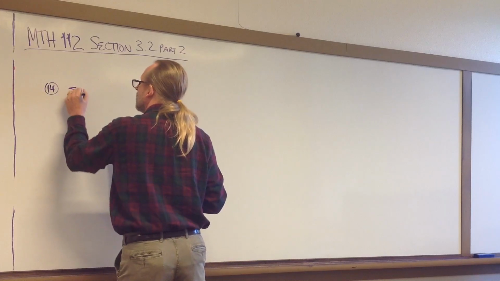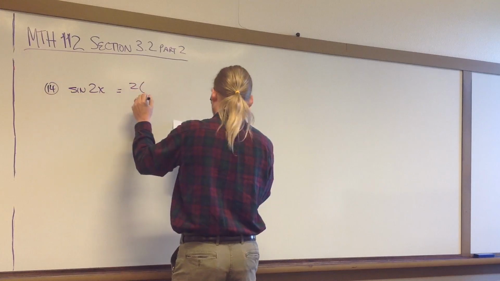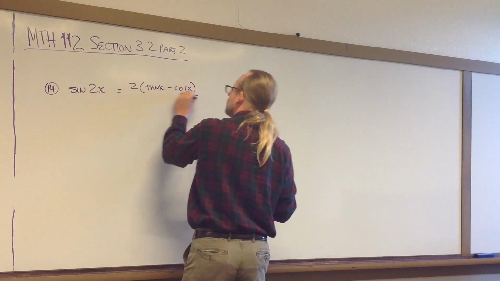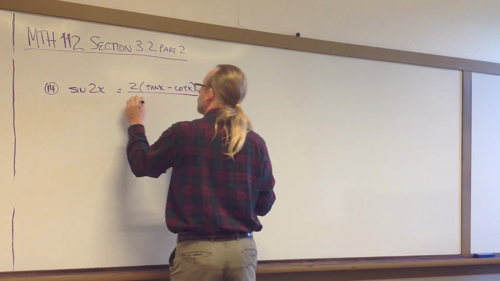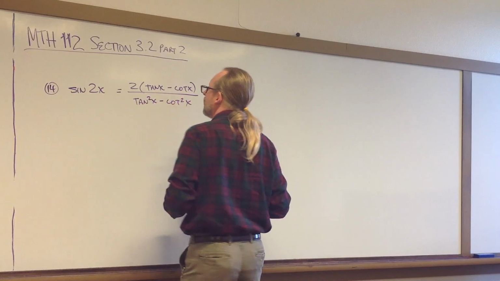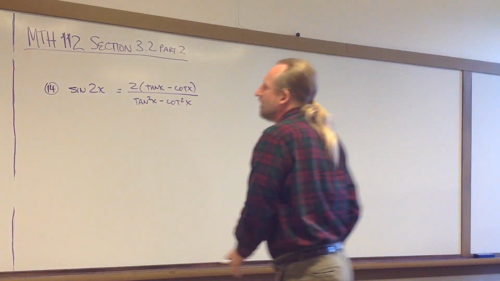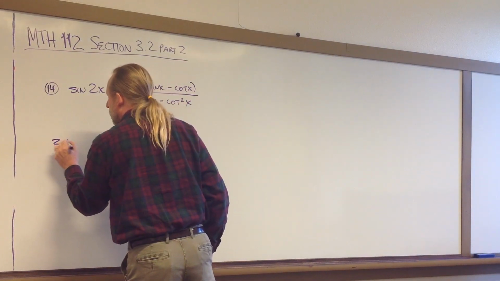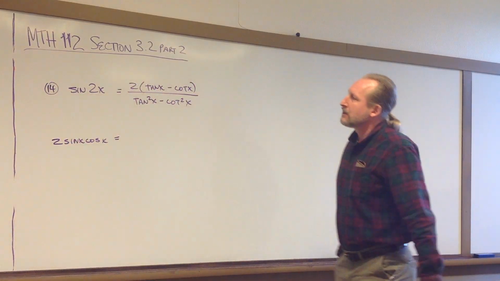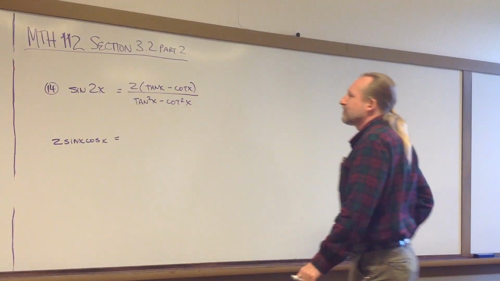We've got sine of 2x equals 2 times the tangent minus the cotangent over tangent squared minus cotangent squared. Well, let's see. For starters, over here, I would rewrite this as 2 sine x cosine x, your basic double angle sine identity. Over here, I'm kind of torn.